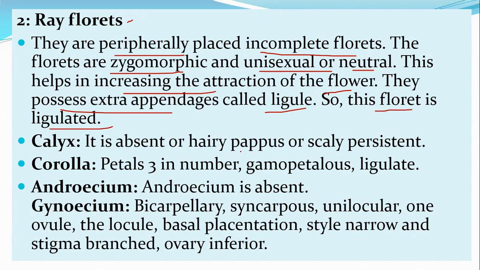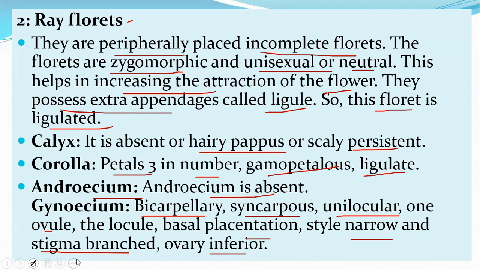Calyx, here also, is reduced into hairy appendages called pappus. Persistent. Corolla consists of 3 petals in number. Petals are united, gamopetalous, ligulate, tongue-like. Androecium is absent because of the unisexual flower. Only gynoecium is present. Bicarpellary with 2 carpels, syncarpous, united, single locule, unilocular, 1 ovule, basal placentation. Style is narrow and stigma branched. Ovary is inferior. Even in ray florets, ovary is inferior.